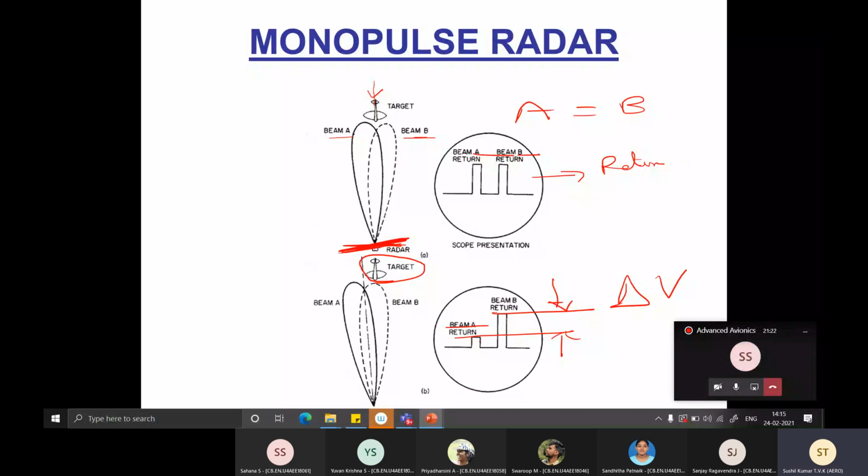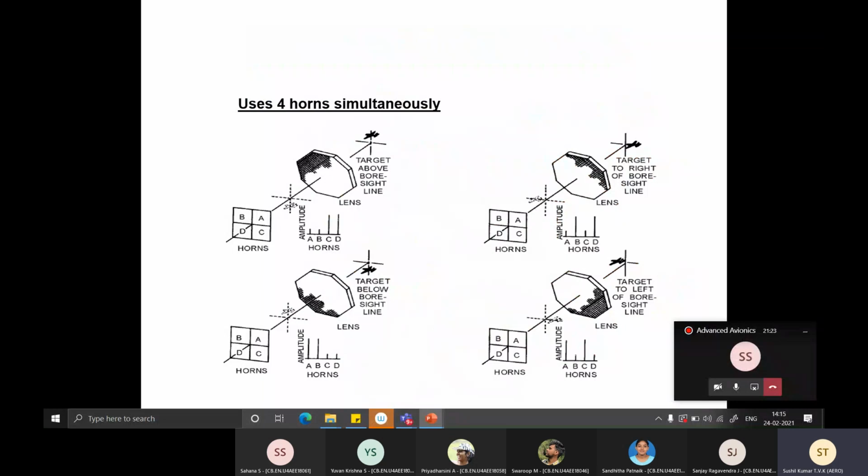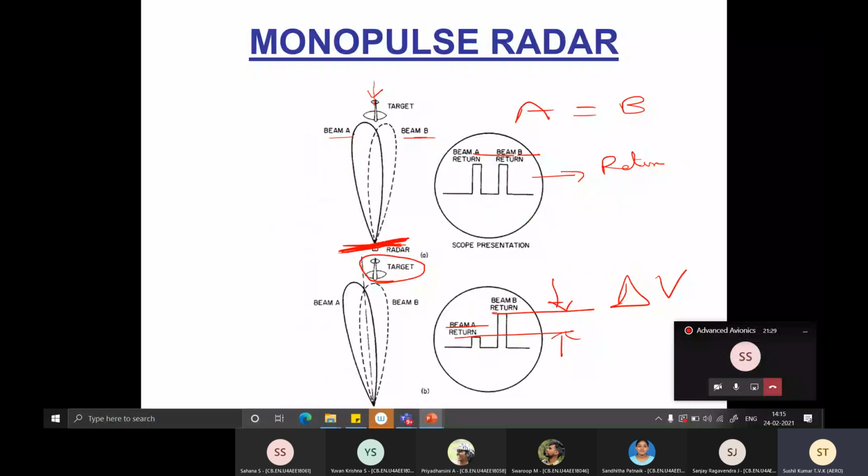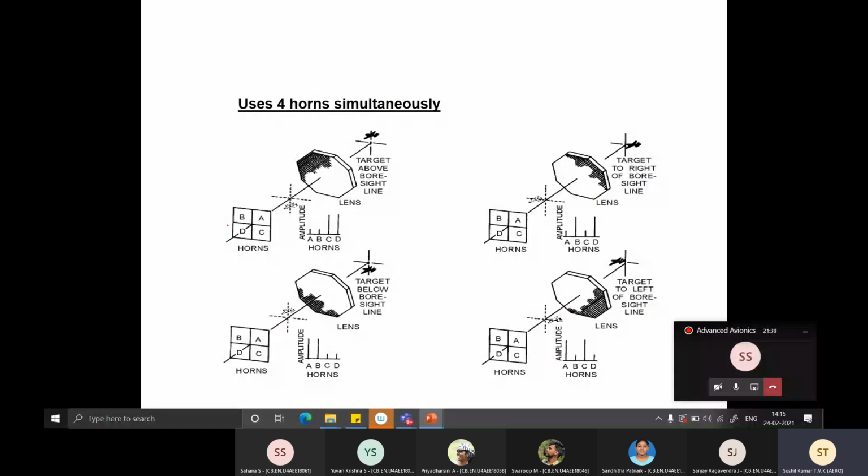An extension of this is actually what I have shown you earlier. The previous one is just a two-dimensional thing, so it's just in azimuth, but aircraft move in three dimensions. So what they do is they use four beams, A, B, C, and D.